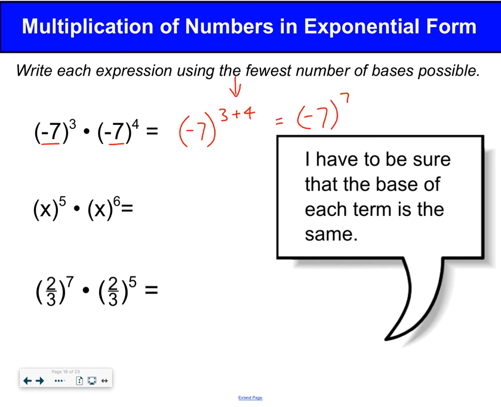The next problem is the same. We have a base of x and x. So we can write this as x to the 5 plus 6. And finally, even though we have fractions, the same rule applies, 2/3 as my base. Don't forget the parentheses, and then 7 plus 5.